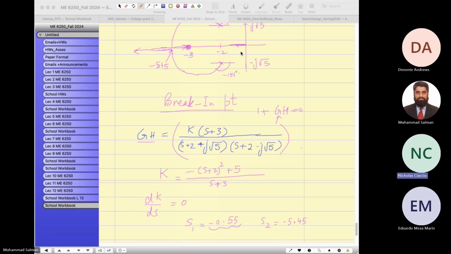I haven't looked at our homework yet, but I'm assuming it's going over root locus 16 to 31 or something.